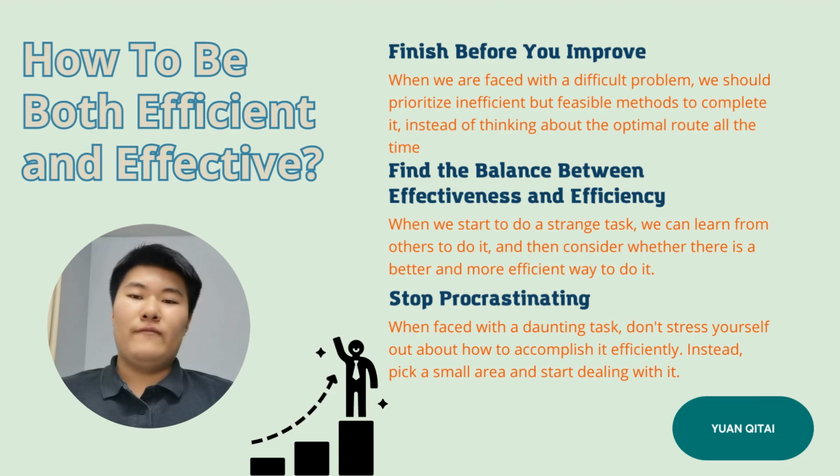Second, find the balance between effectiveness and efficiency. When we start to do a strange task, we can learn from others to do it, and then consider whether there is a better and more efficient way to do it.